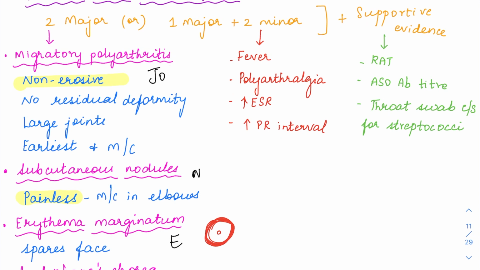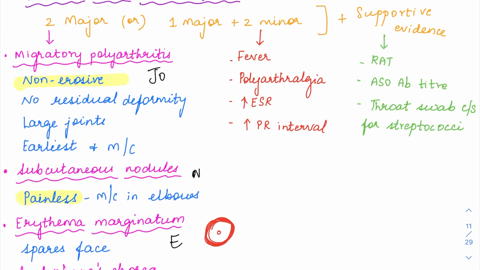Here we have fever, polyarthralgia, elevated ESR, and an elevated PR interval. On ECG we can see an increased PR interval as well. For supportive evidence, to tell that this RHD has happened because of a streptococcal infection, we need to prove the streptococcal infection.